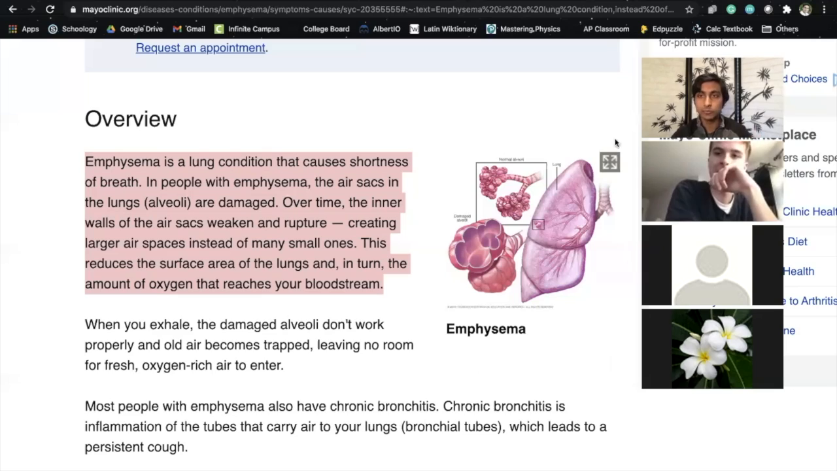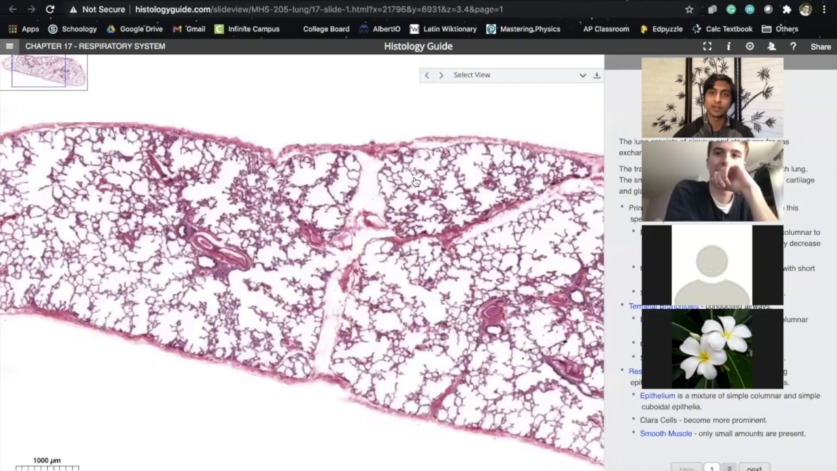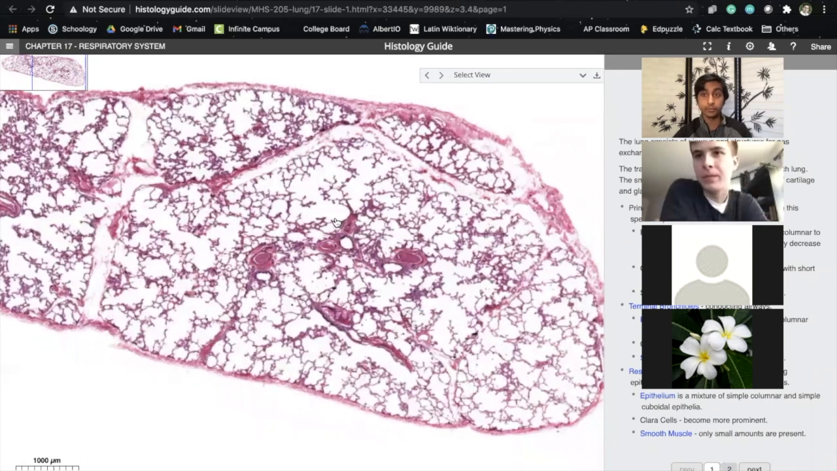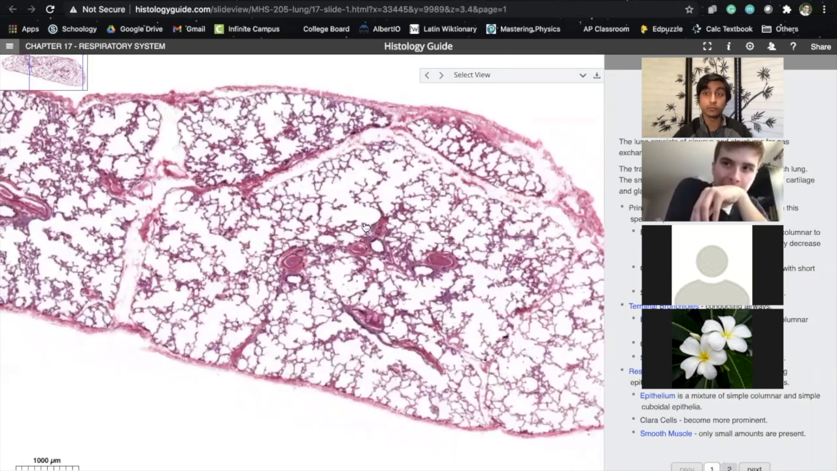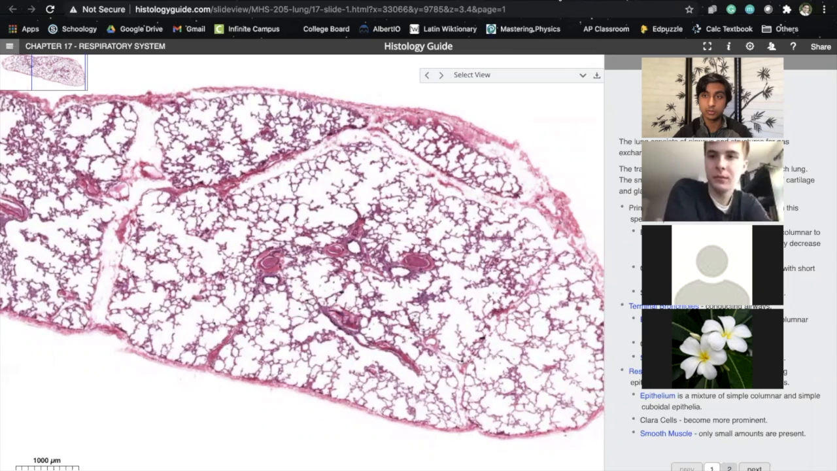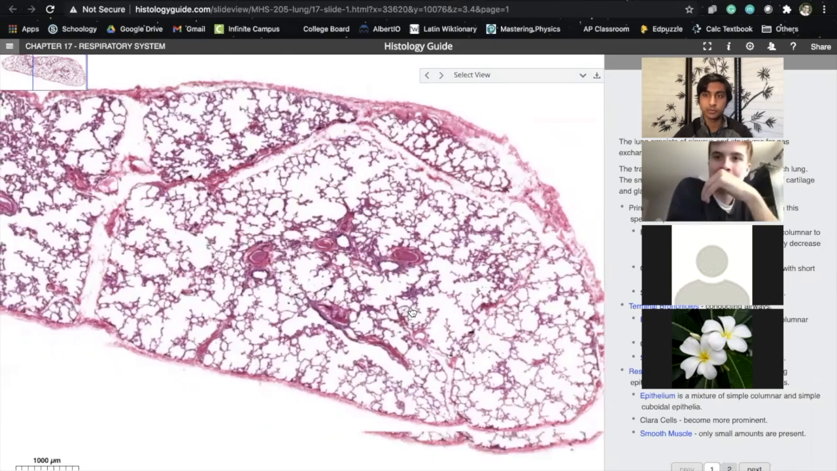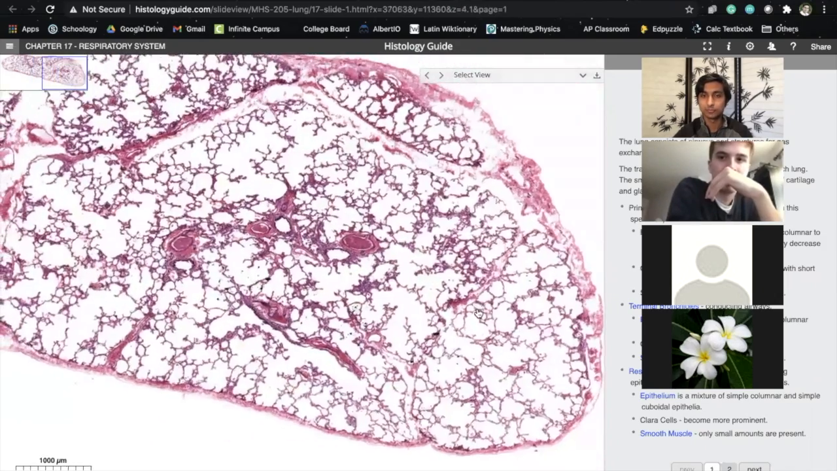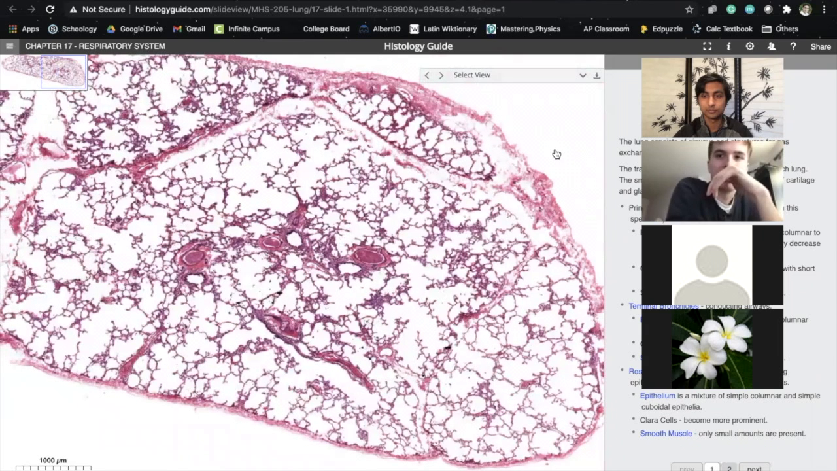Okay, someone want to guess? All right, so if this is my normal, how do you think the alveoli would have changed because of a patient with emphysema? Go ahead, unmute and guess, or pop it in the chat. Would they get bigger? Yes, that's precisely it.